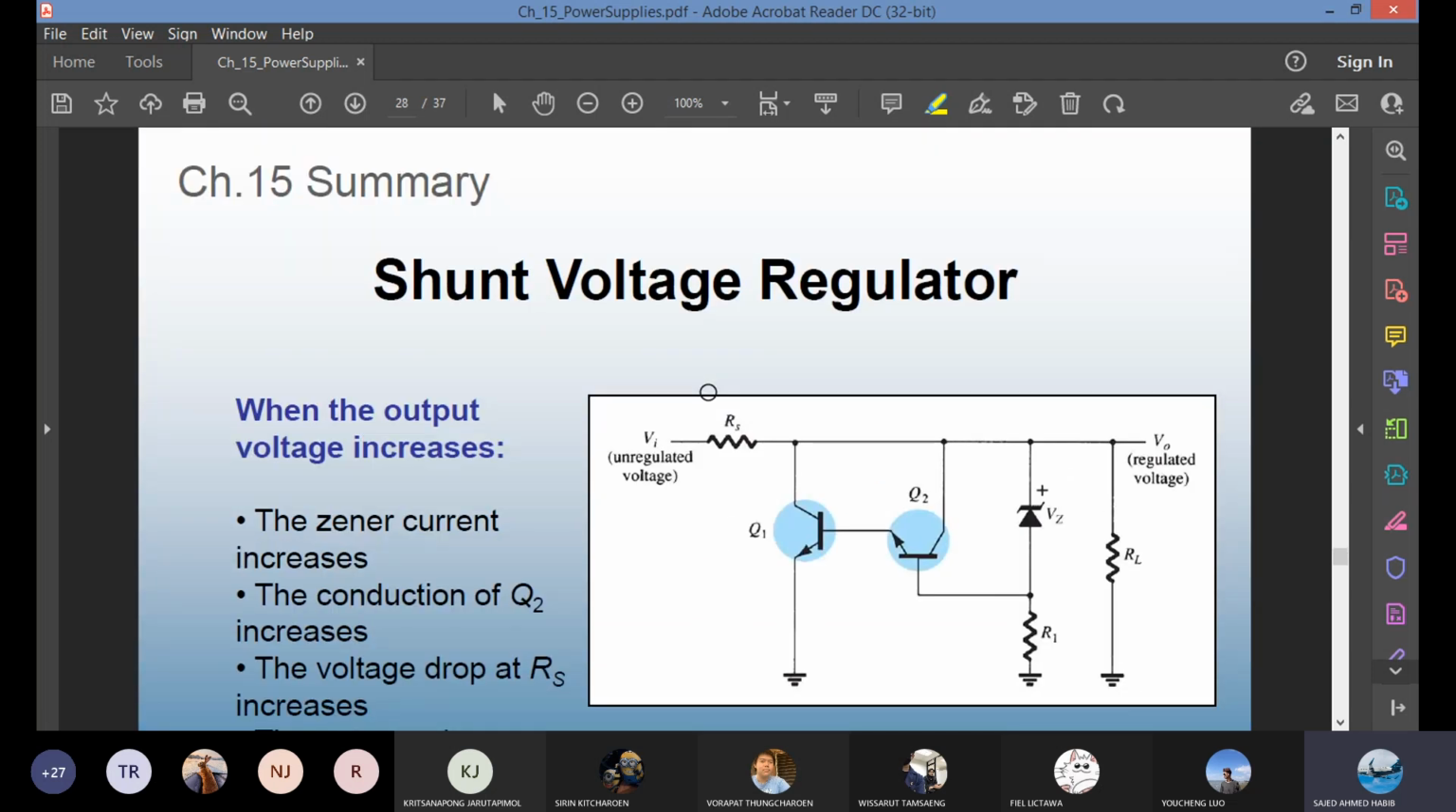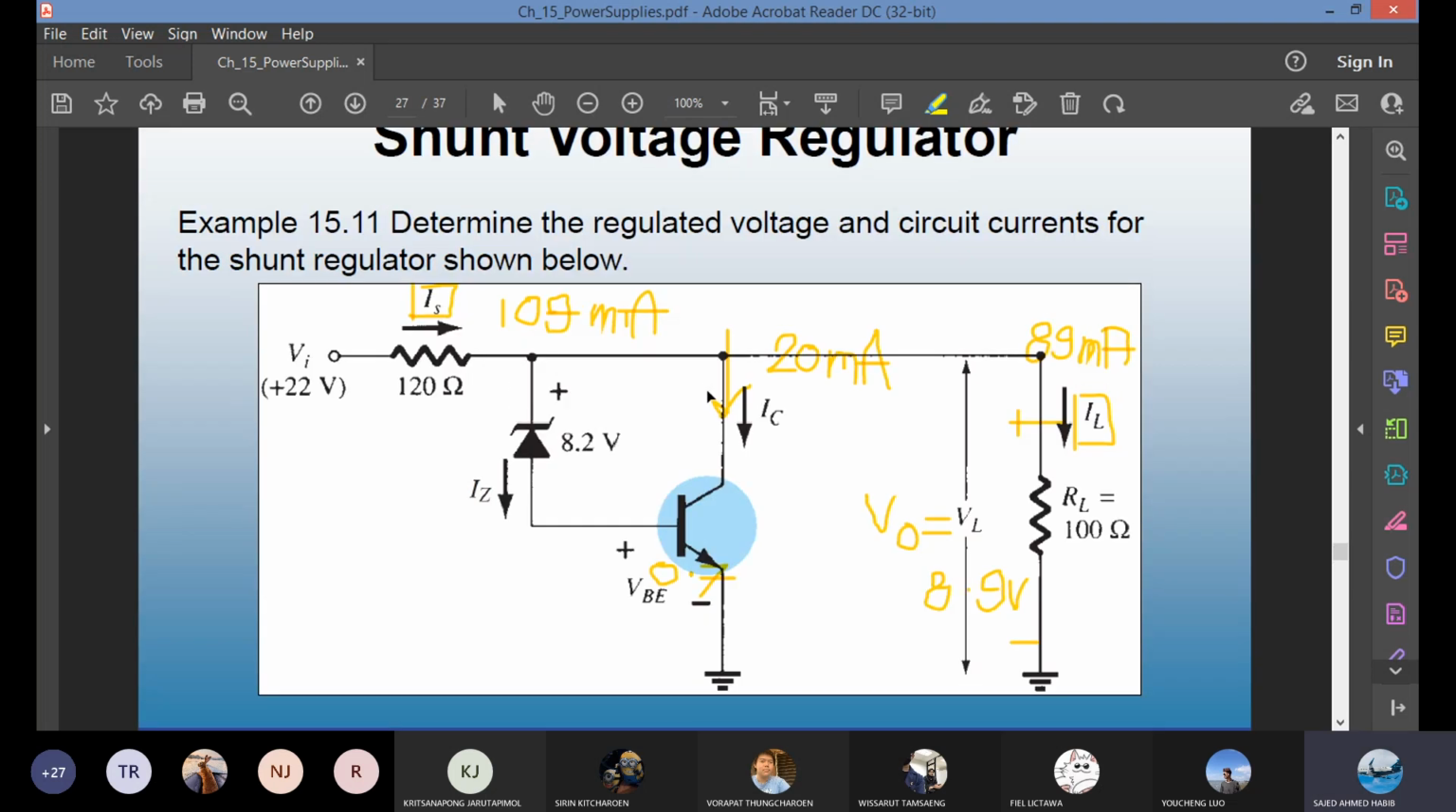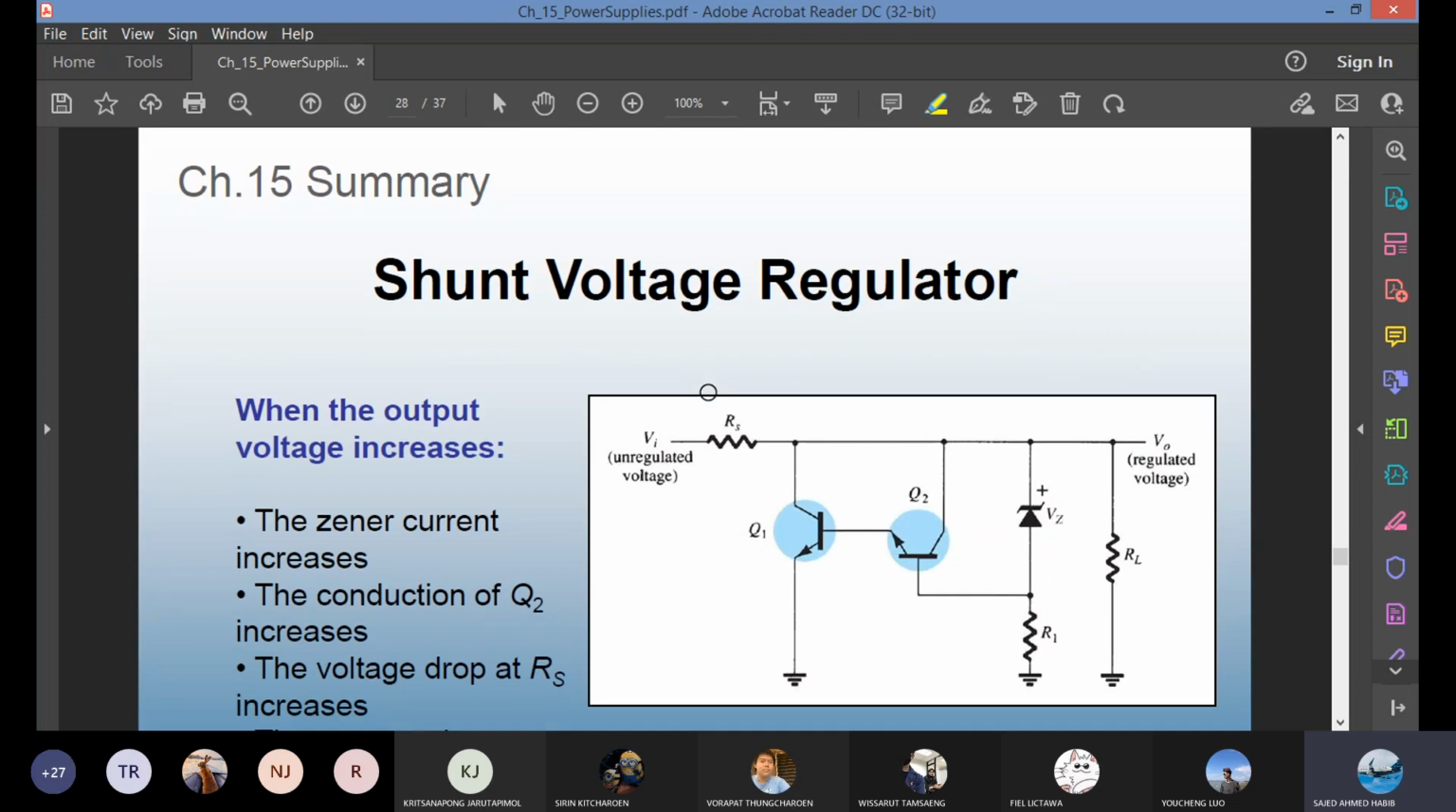You can improve the shunt voltage regulator further. In the previous case, you had only one BJT. What if you increase the number of BJT? You have two BJTs now, two transistors. This is also known as the improved shunt.